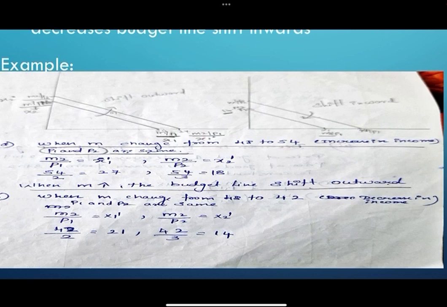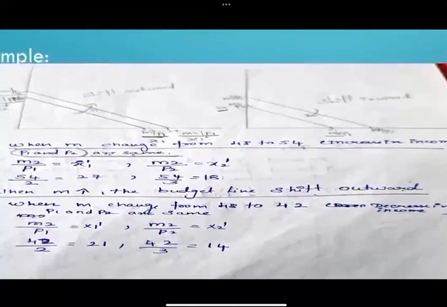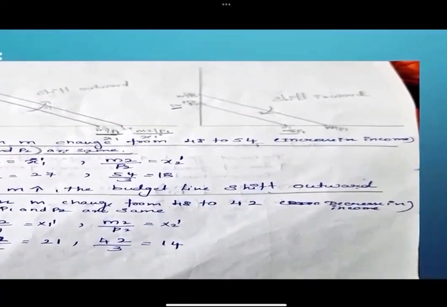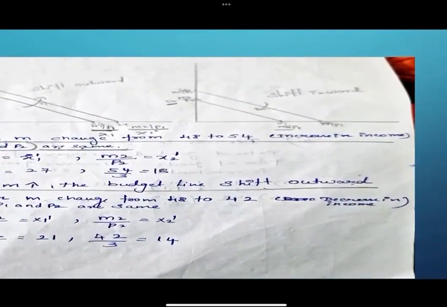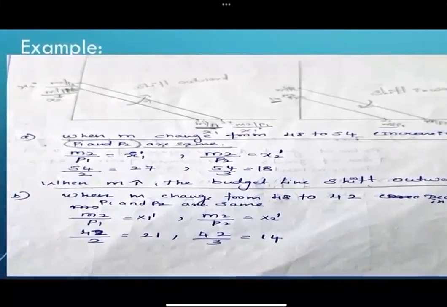If you want to find X1 units, then you have to calculate by this equation, that is M2 by P1. M2 is 54. Then P1, what is the price of good one? Rupees 2. So if you divide, you will get 27. Before, you consumed how much? See, before you consumed 24 units. And after your income has increased, you are consuming 27 units.